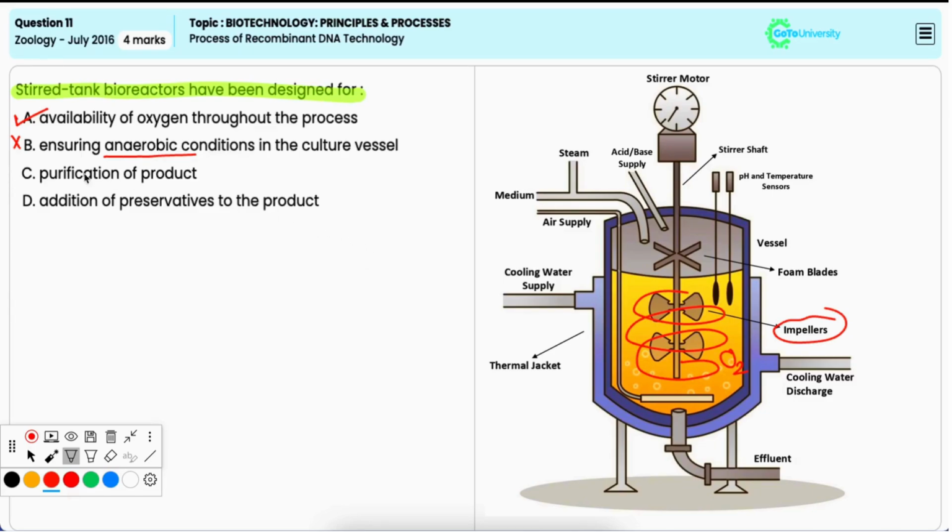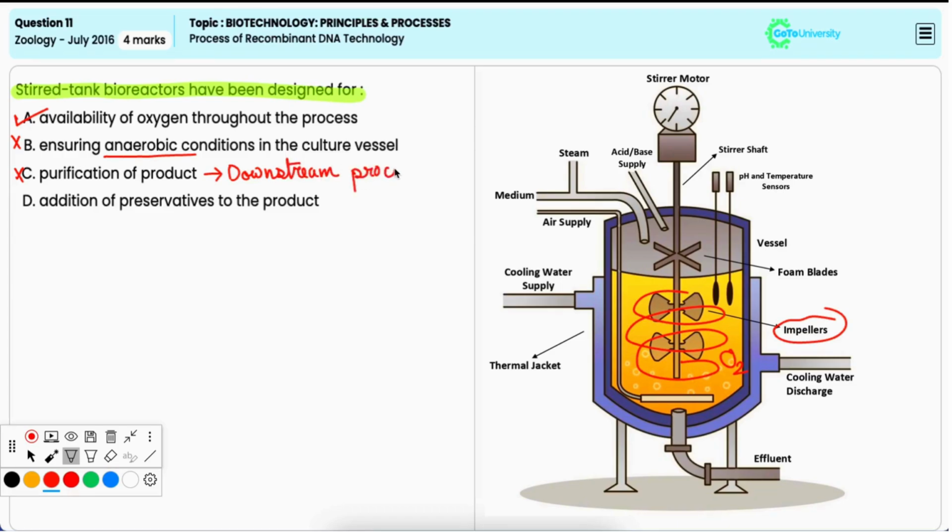Option C: Purification of product. It is also incorrect because these bioreactors are used for cultivation of cells or microorganisms and not for the downstream process of purification. Option D: Addition of preservatives to the product.